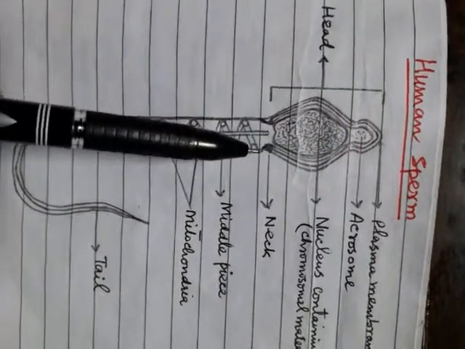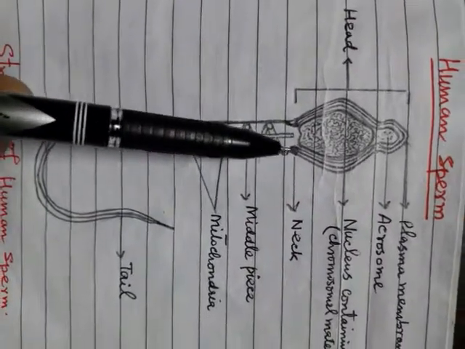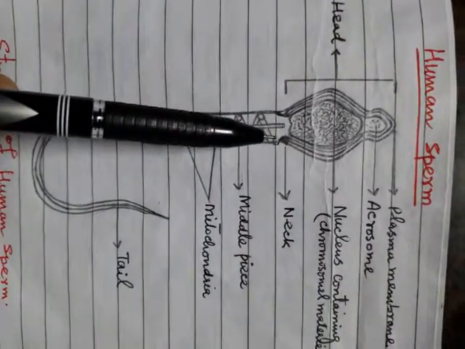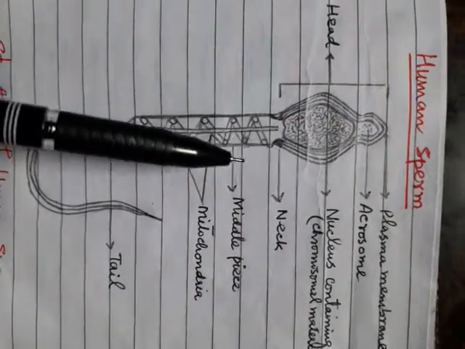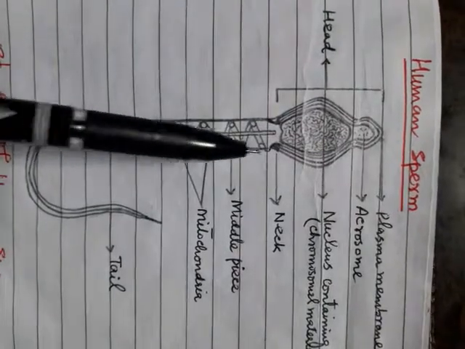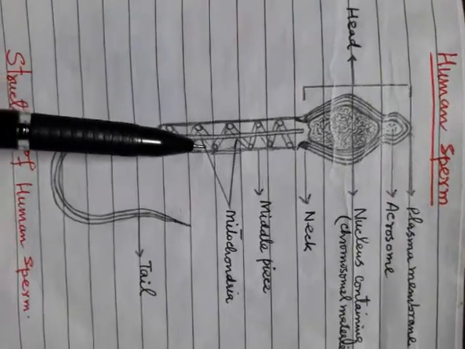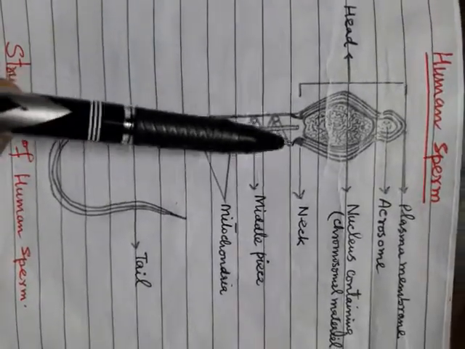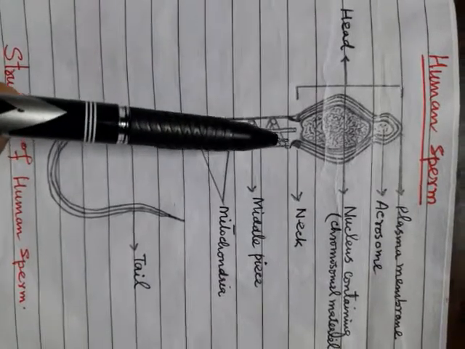Then we have this portion, the neck. This is a very short portion, about 0.3 micrometers in length, and it is present between the head and the middle piece. This neck contains two centrioles.